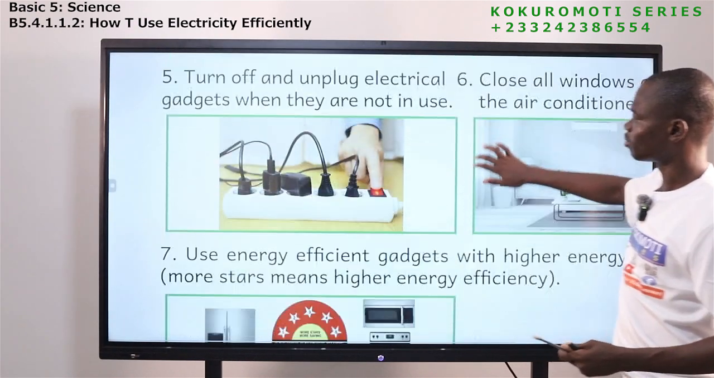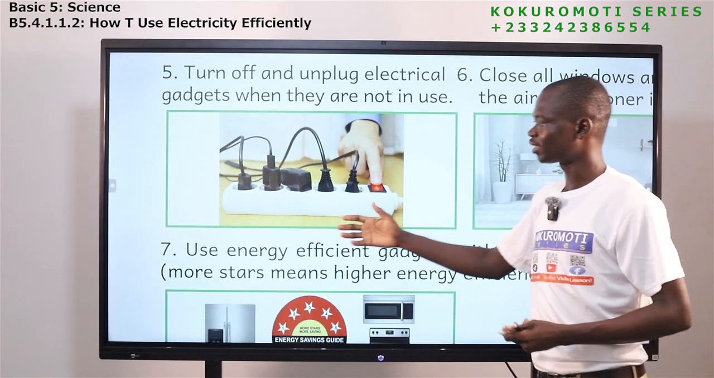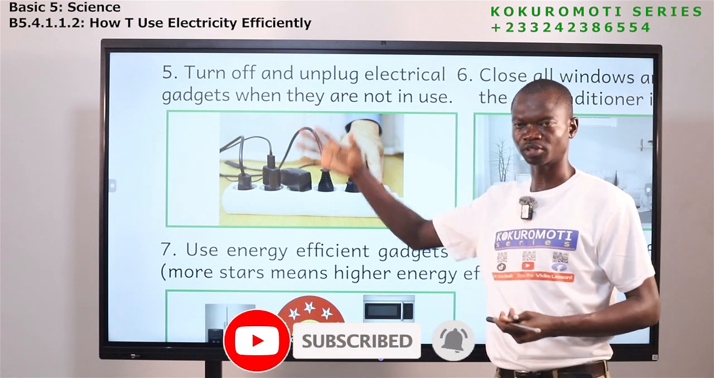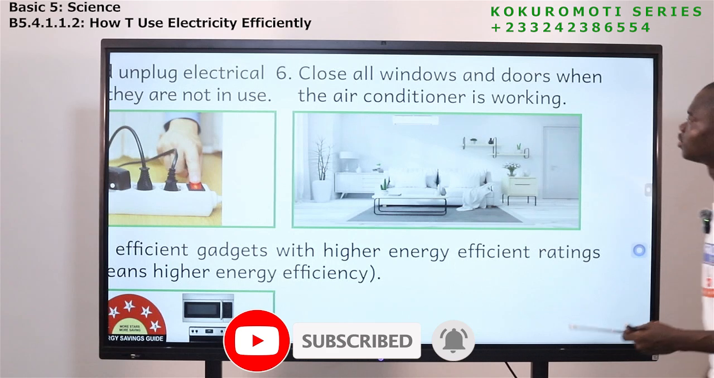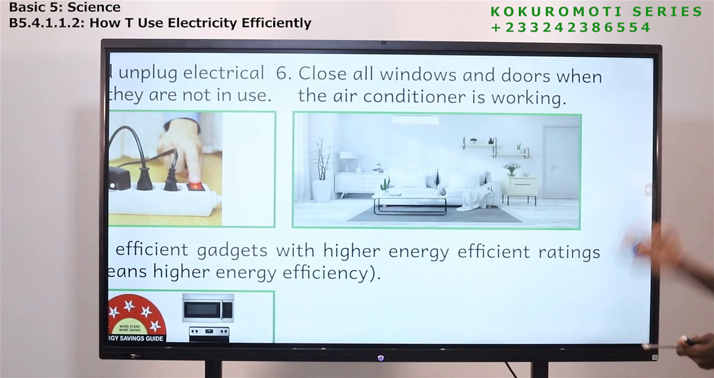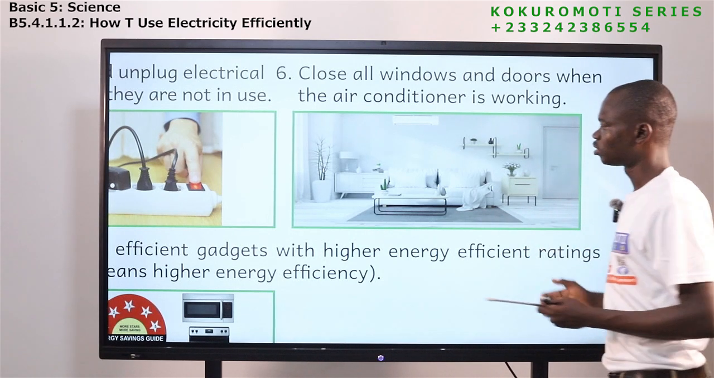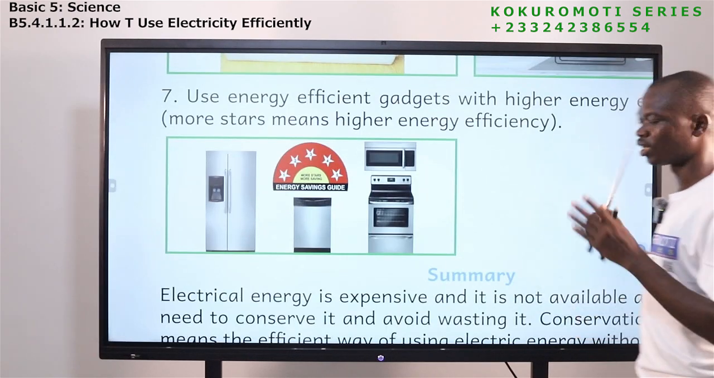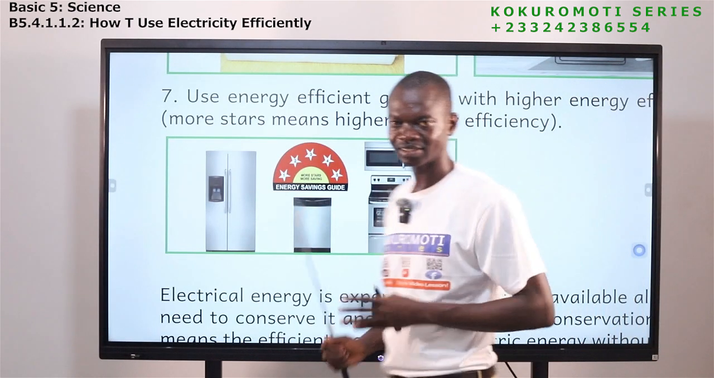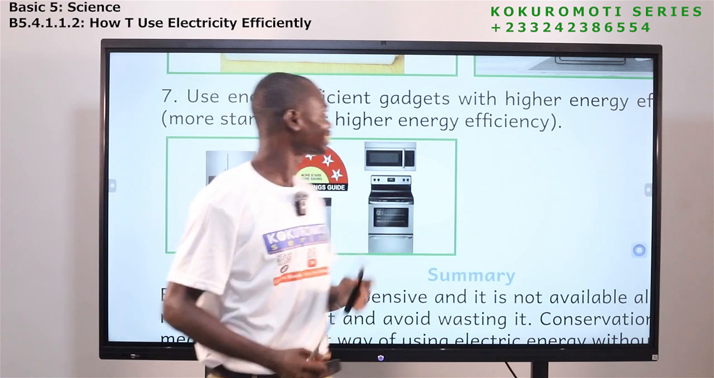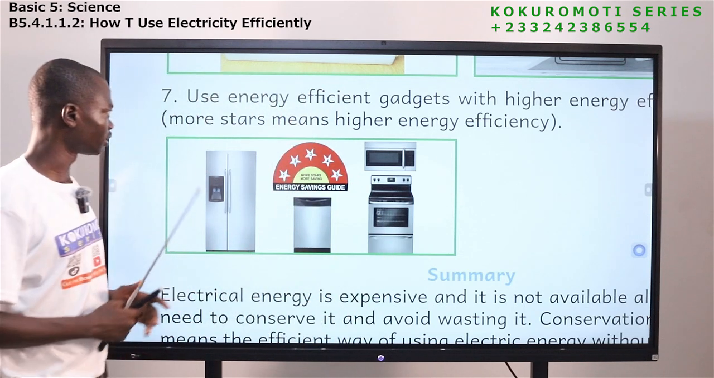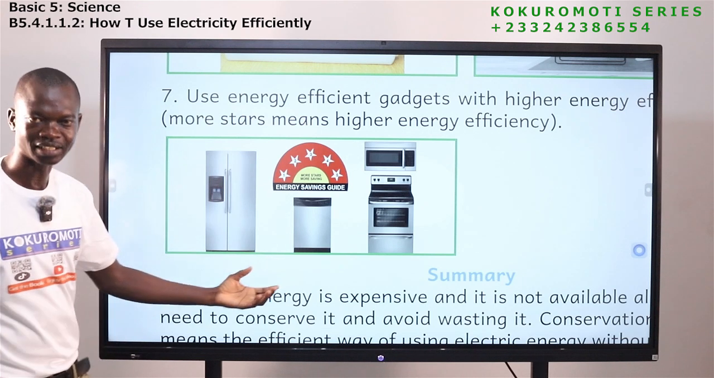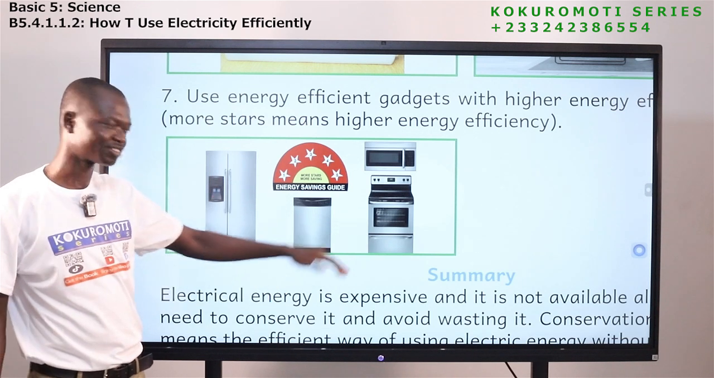We have number 5. We should turn our gadgets off, unplug them. Turn it off, unplug them. Here, our windows and our doors, we need to close them when the air conditioner is working. And also, we should buy gadgets, or we should use gadgets that are what? Energy efficient. Okay, so energy efficient gadgets have more stars.